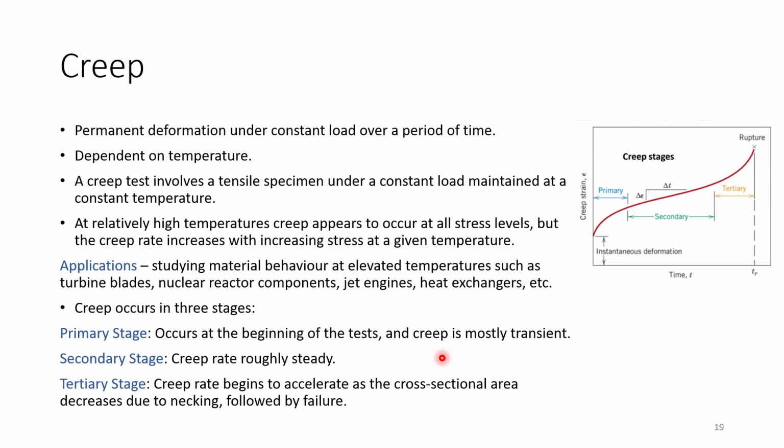Next up you have creep. In this case you have permanent deformation under constant load over a period of time, dependent on the temperature, and temperature is also kept constant, and you study with time how the strain changes in the material. With increasing temperature your creep will occur faster. And a creep test involves a tensile specimen under a constant load maintained at a constant temperature.